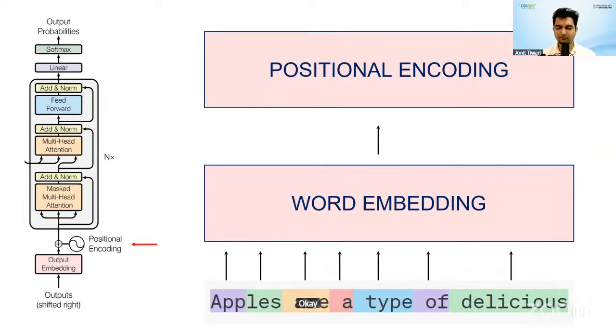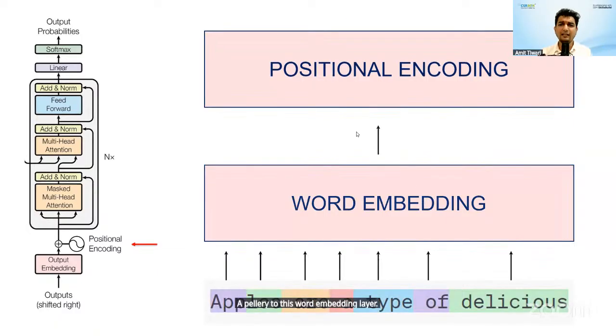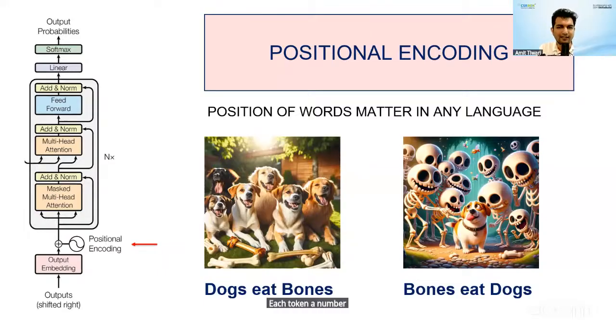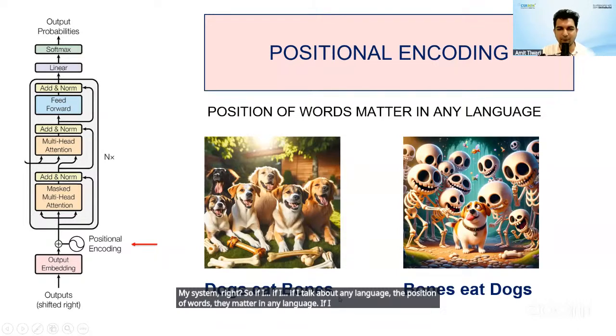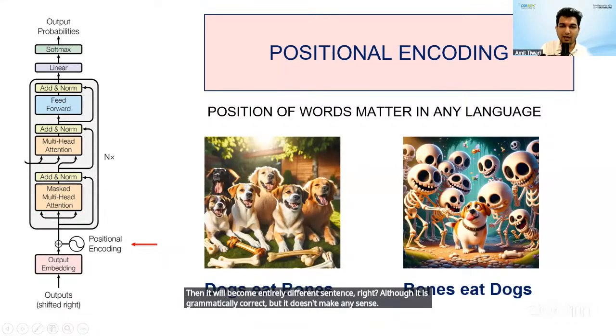Okay. The second layer is positional encoding, because we are sending all these words as vectors in parallel to the word embedding layer. In positional encoding, we need to give each token a number, so that we know when that token has entered my system. The position of words matters in any language. If I say dogs eat bones, and if I say bones eat dogs, changing the position of dogs and bones makes it an entirely different sentence, right? Although it is grammatically correct, it doesn't make any sense. So I also need to know in which order my input is coming.